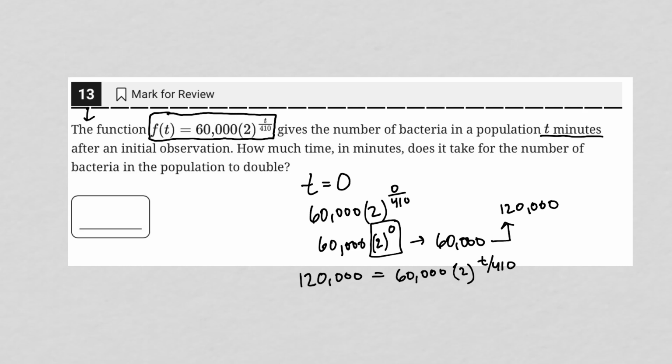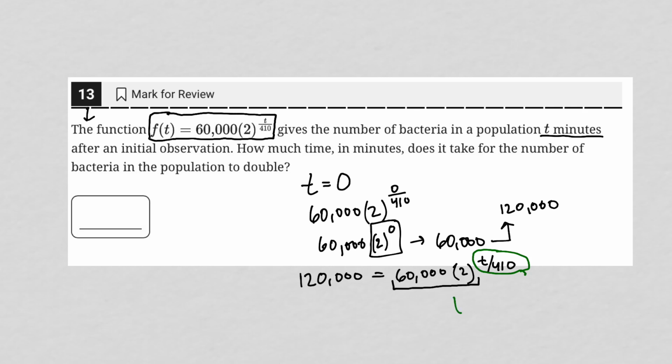So I can already figure out that 120,000 is just 60,000 times 2. So if I can make this exponent here equal to 1, then I achieve the 120,000 that I want. How do I make that exponent equal to 1?